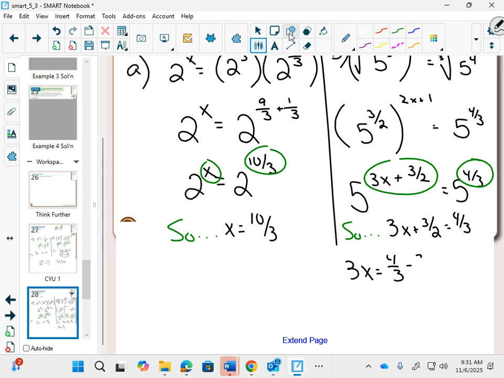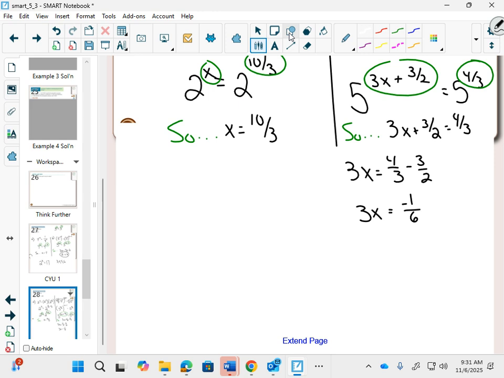Four over 3 minus 3 over 2. How do you subtract fractions? Need a common denominator. That'll be 8 over 6 minus 9 over 6 gives me negative 1 over 6. If you have 3x equal to a fraction, then you need to divide by 3. Dividing by 3 is the same as multiplying by 1/3. And so x is equal to negative 1 over 18. Encircle questions 9 and 10.